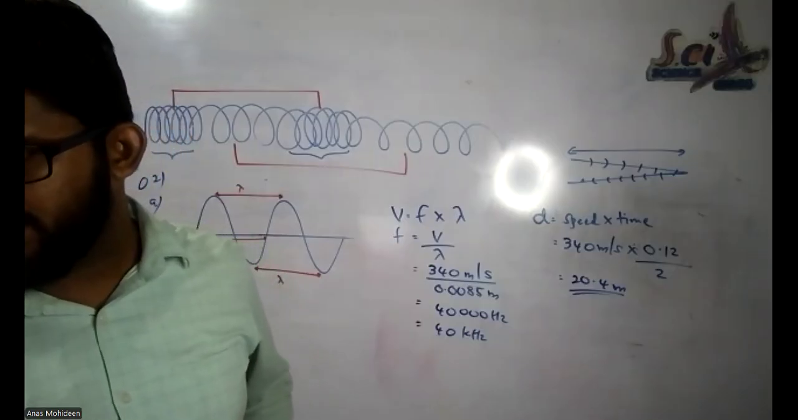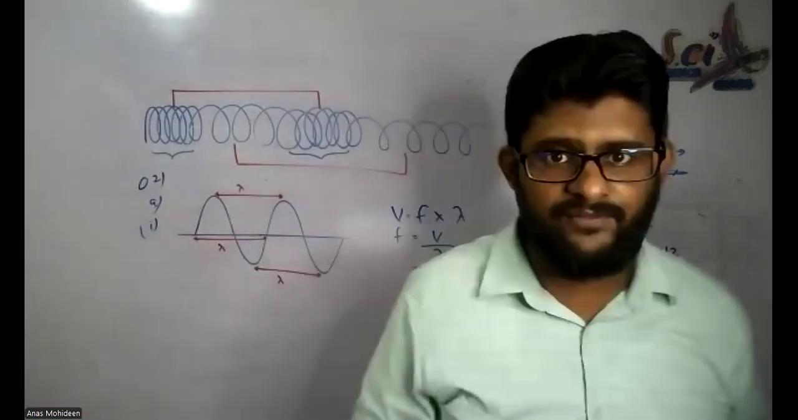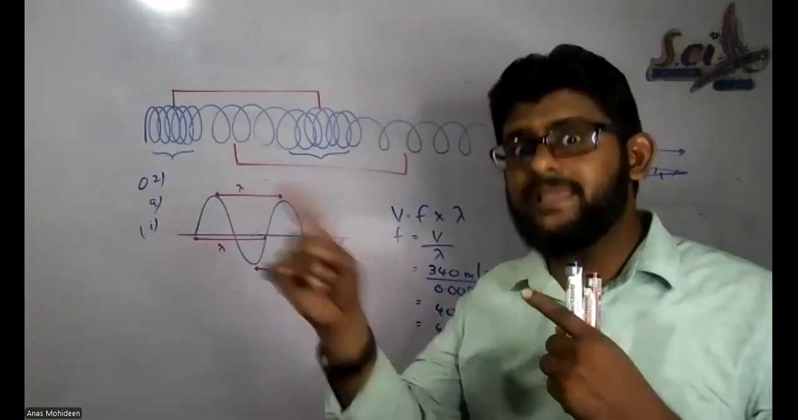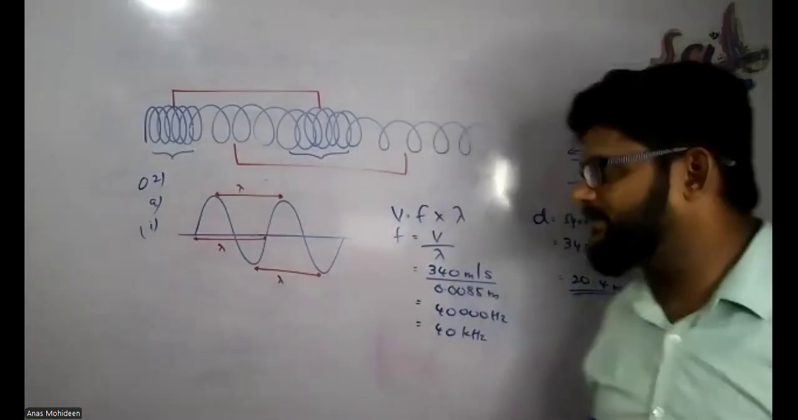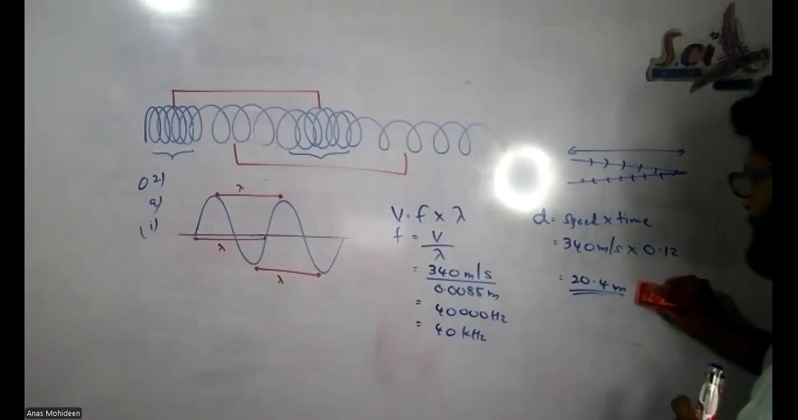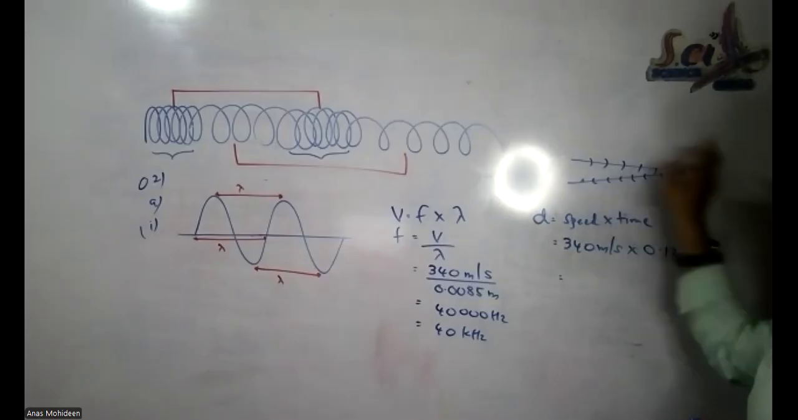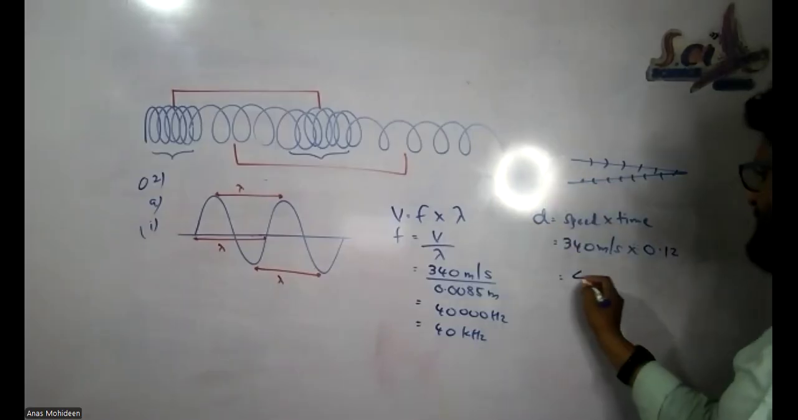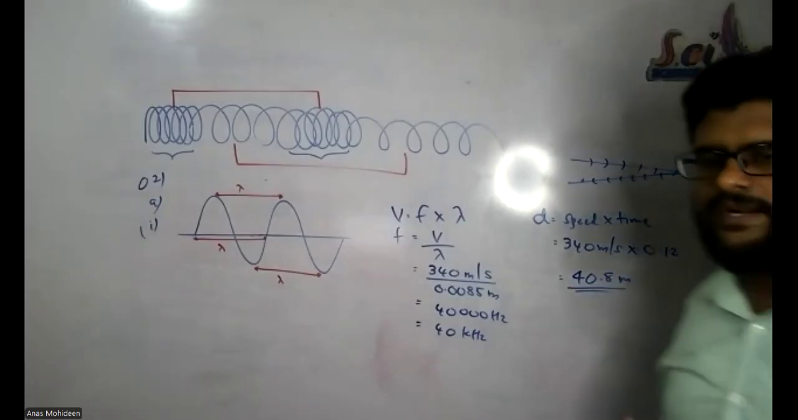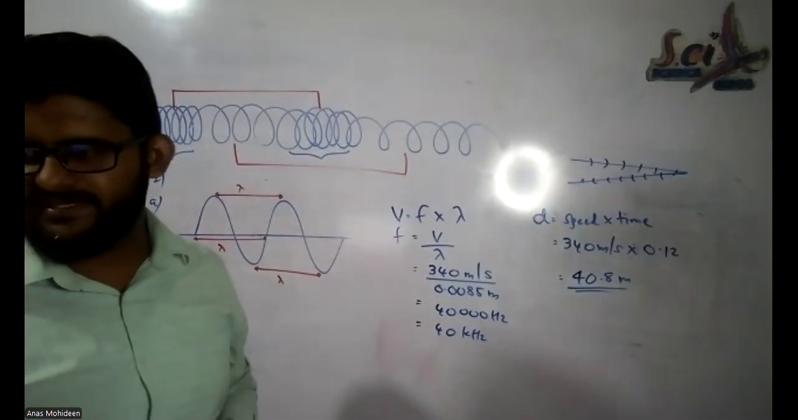Sorry, one thing we missed. The question says, calculate the distance traveled by the pulse of sound during this time. You see, one mistake we did. During this time means, guys, we don't want to divide by 2. Correct it, please. Because the question says during this time, the complete distance, the complete distance shall be 40.8 then. The 20.4 we got earlier should be doubled up. 40.8 meters. So please correct it.